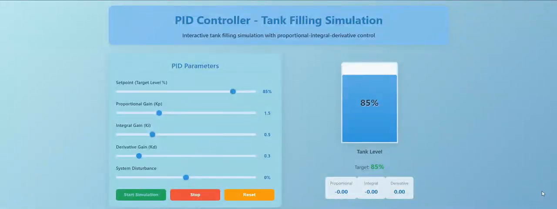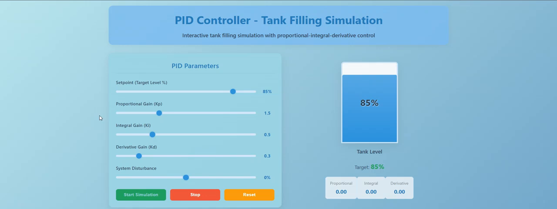Today we are going to see how a PID controller works. So basically, a few things are there. One is this set point, which is going to be the tank level, like how much we want to fill it. Then we have some values which are P, I and D, which are proportional gain, integral gain and derivative gain. And system disturbance, we will just take it as 0.